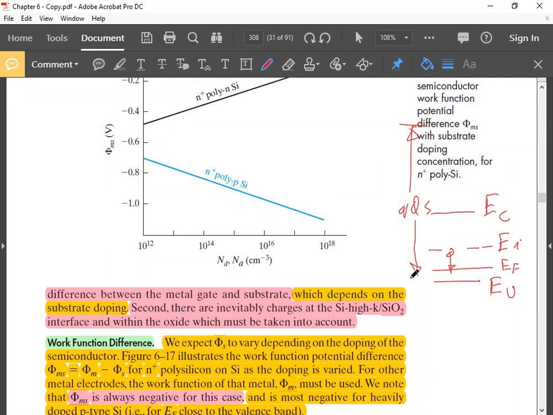So phi s is changing. Phi m will not change. Phi s is increasing. So phi ms will become more and more negative.